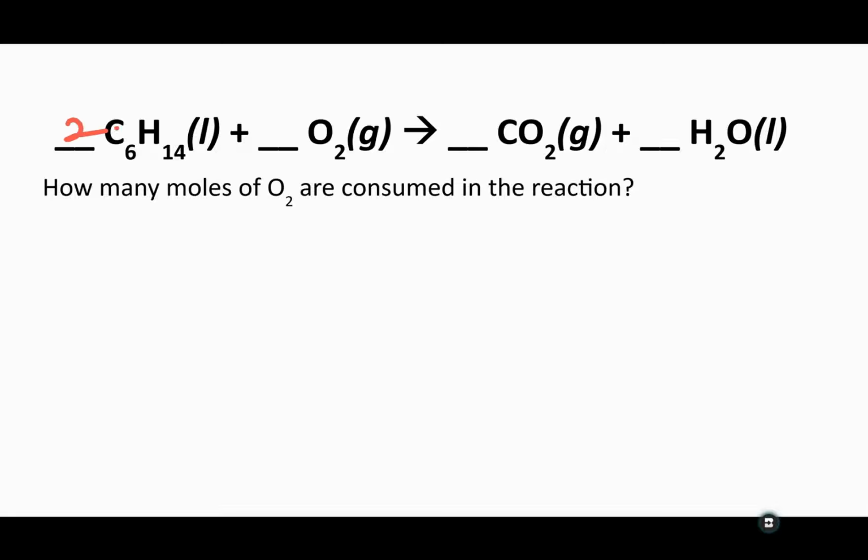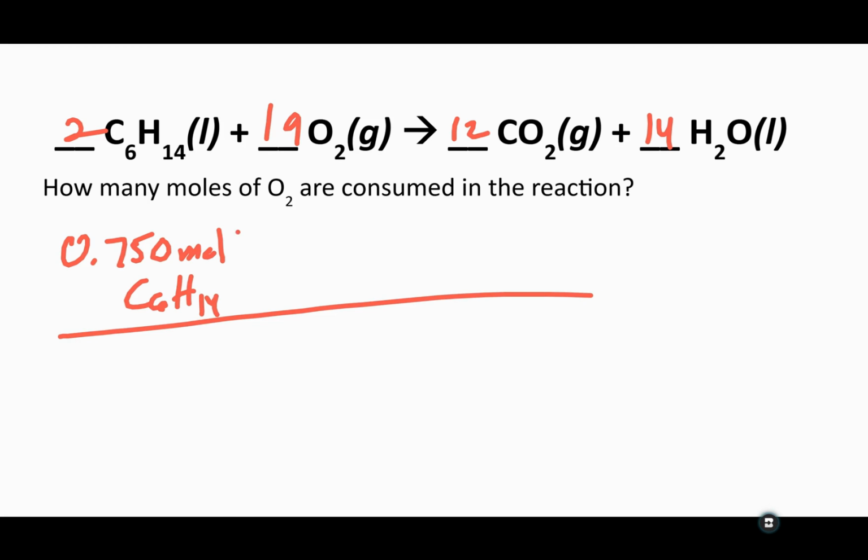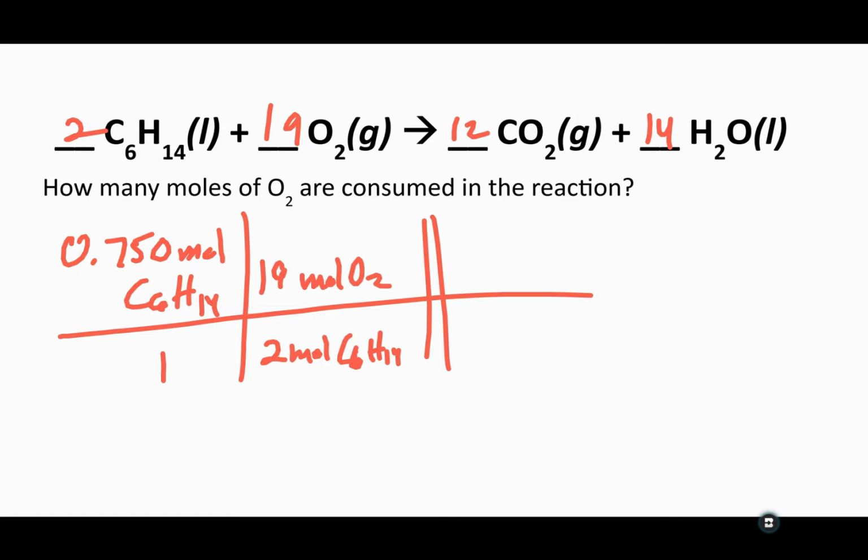All right, so I'm going to keep the same coefficients. Now I just want to convert this. So let's use 0.750 moles of C6H14 on the top. All right. So mole to mole is going to be 2 steps. So it's going to be 2 moles of C6H14. Then on the top will be 19 moles of O2.